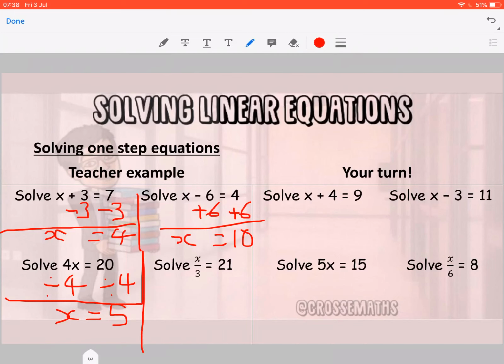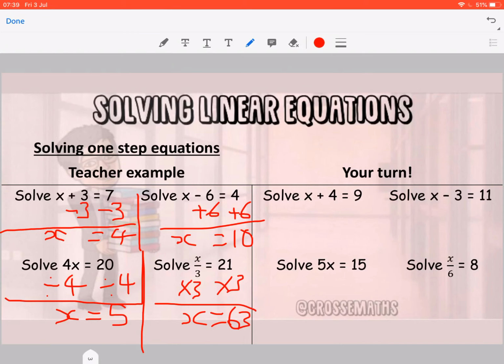Okay, so I've got x divided by 3 equals 21. What I've got to do to get rid of that divided by 3 is just times both sides by 3. If I times both sides by 3, on the left-hand side I'm left with x. On the right-hand side, I'm left with 63. Right guys, can you pause the video now and have a go at the ones on the right-hand side, please?